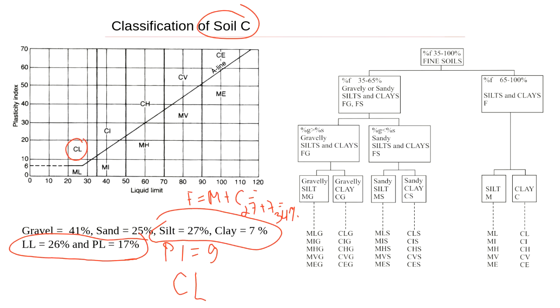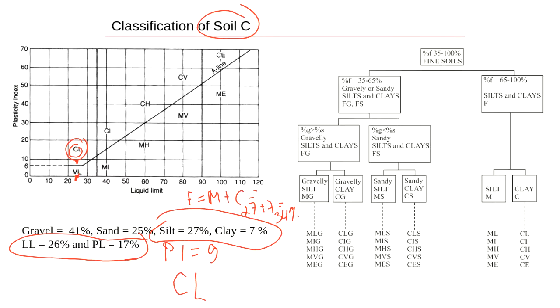How's the PI when PI is only 9? I think that's what we did, because liquid limit was 26 and plasticity index was 9. So it's above, so it's going to be CL, clay low plasticity.